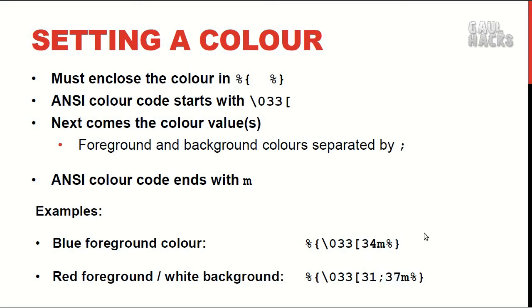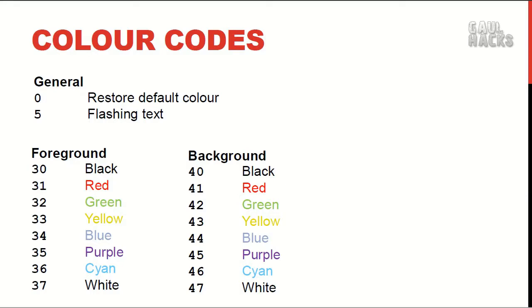Alright, let's take a look at what color values we've got available to us. So, as you can see here, we've got 8 color possibilities for our text, and 8 possibilities for the background, for a total of 64 color combinations. We also have a color value of 0, which is used to reset the color back to its normal color. Finally, if we wanted to make our prompt flash for some reason, we could use a color value of 5.